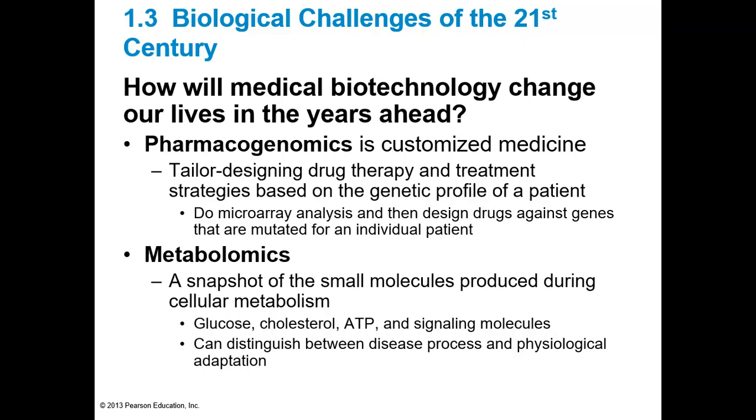Also, another type of omics is metabolomics, and this is just a snapshot of the small chemical metabolites that are produced in a cell. This would be small molecules like glucose, cholesterol, ATP, growth factors, and signaling molecules, and this will be able to distinguish whether the patient has a disease or if they have a normal situation. And so it's used for disease diagnosis, and it's also used for the overall condition of the health of the patient.